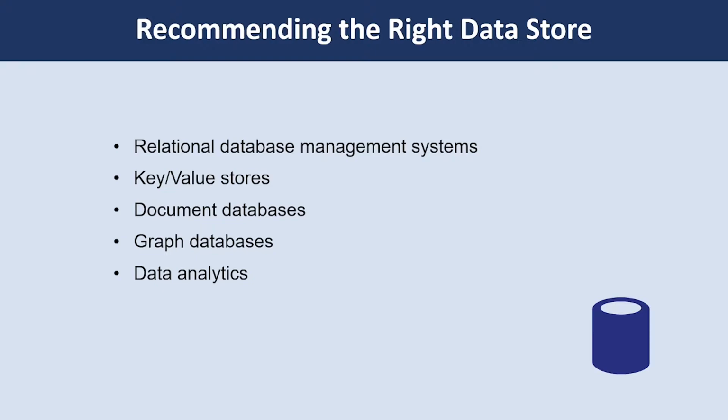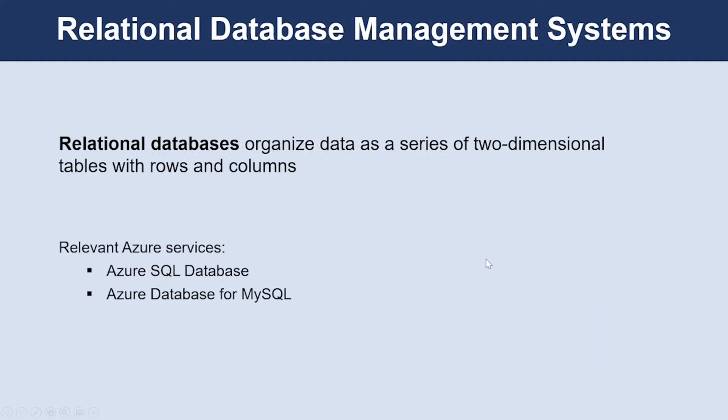In fact, there is a general trend for so-called multi-model support, where a single database system supports several models. But it's still useful to understand the different models at a high level. So in this lesson, I'm going to explain a few of these components: RDBMS, key value stores, document databases, graph databases, and data analytics. First, let's understand what a relational database management system is.